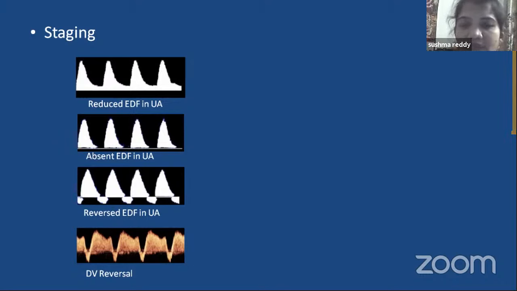So how do we monitor these babies? Stage 1, we have to do weekly monitoring until the fetus goes till 37 weeks. So we need not be in a hurry to deliver the baby, but there is a caution: as long as NSTs are normal and as long as ductus venosus is normal, we can do weekly monitoring and continue the pregnancy till 37 weeks.